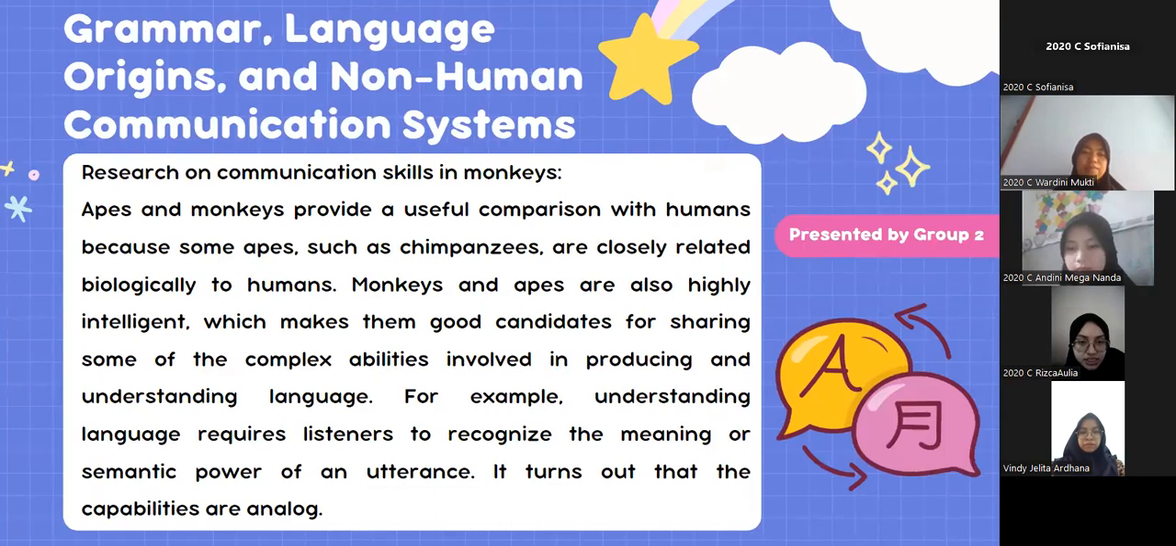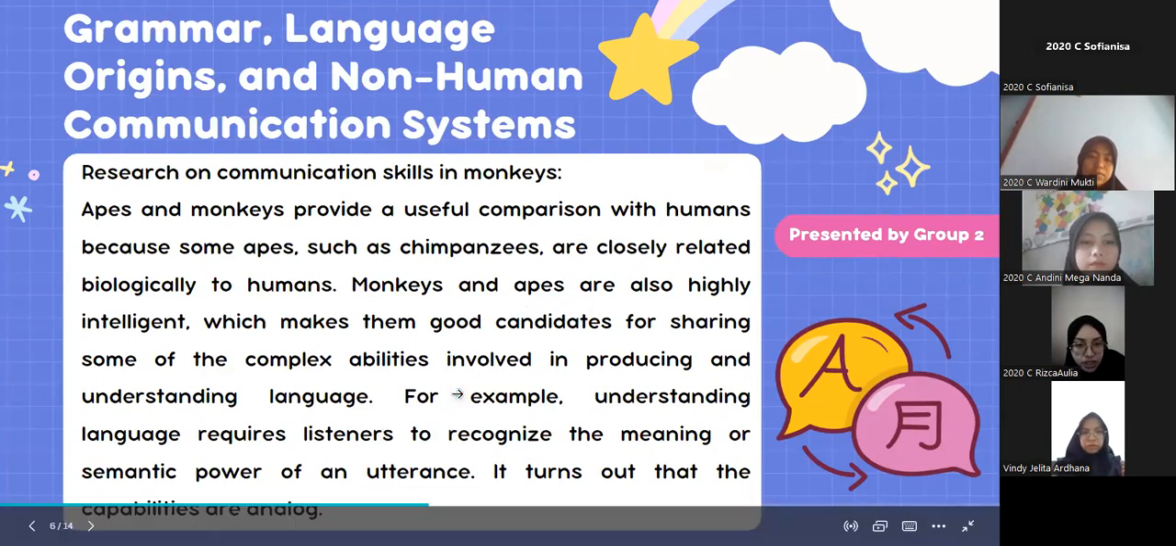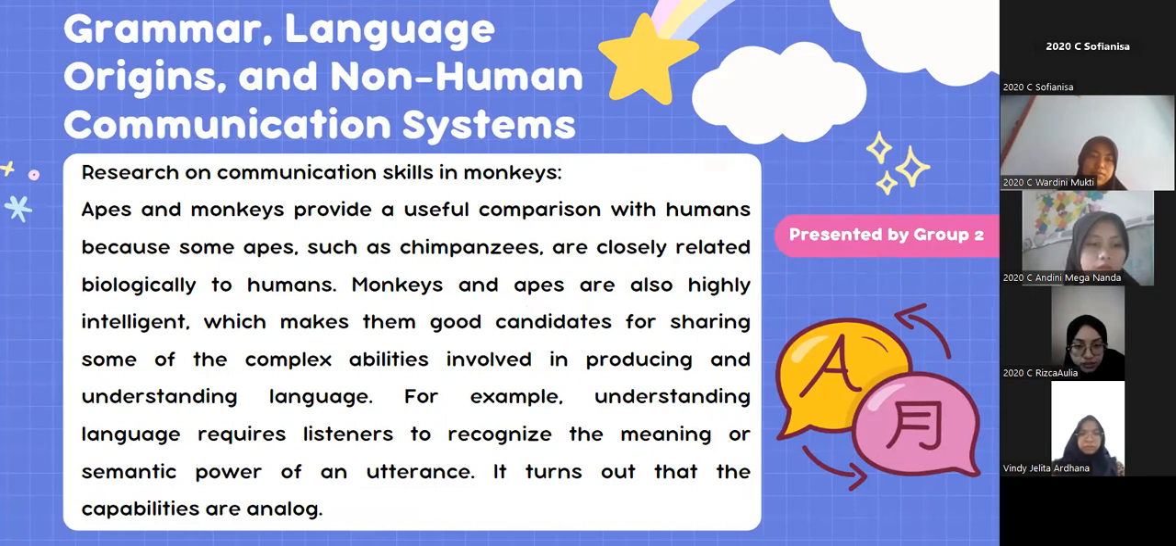Research on communication skills in monkeys and apes provides a useful comparison with humans because some apes, such as chimpanzees, are closely related biologically to humans. Monkeys and apes are also highly intelligent, which makes them good candidates for sharing some of the complex abilities involved in producing and understanding language. For example, understanding language requires listeners to recognize the meaning of the semantic part of an utterance. It turns out that the capabilities are analogous. Next slide, please.